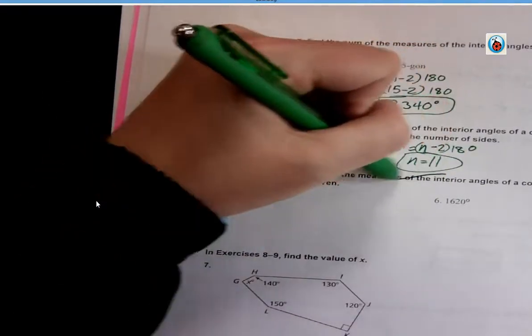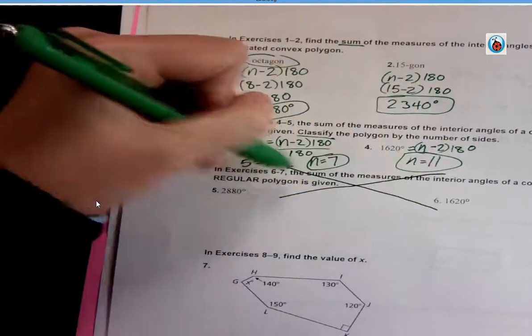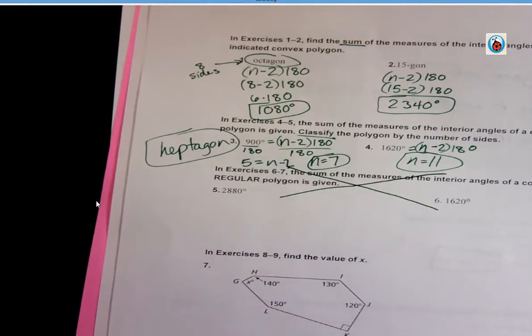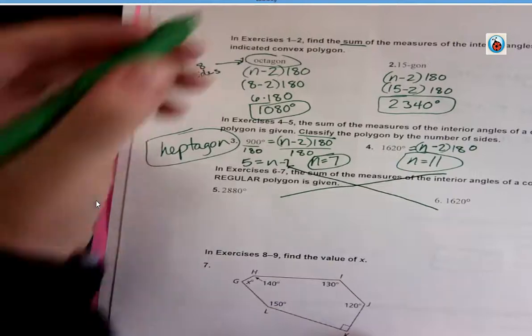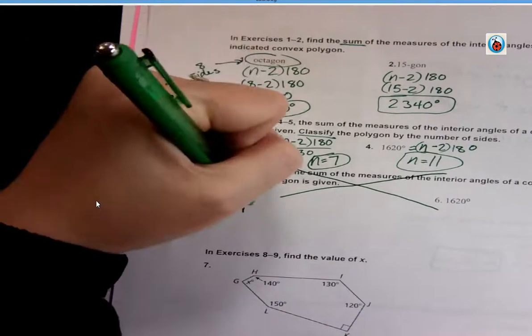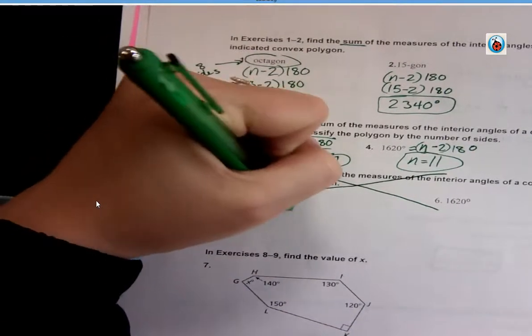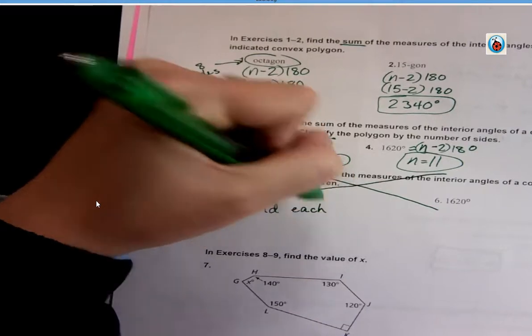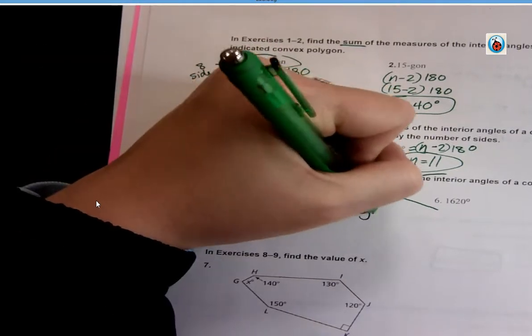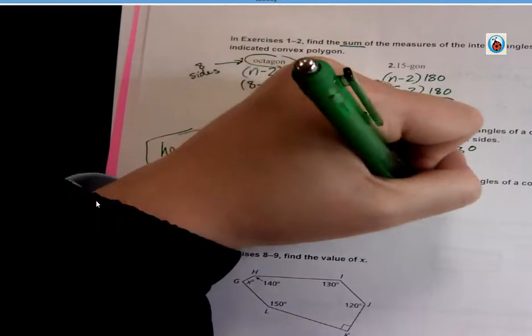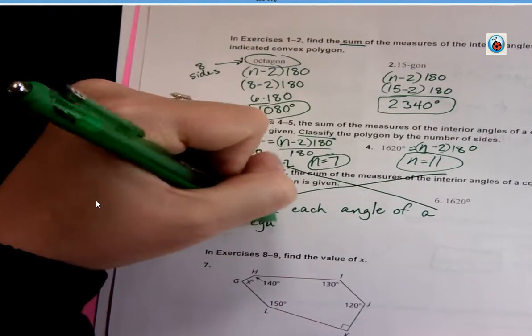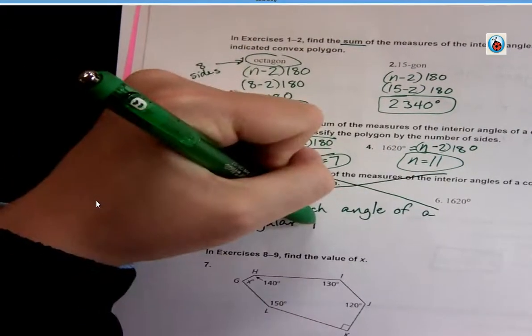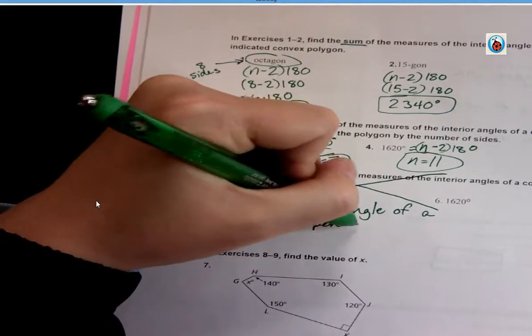Okay, so here I'm actually going to do something a little different. I want you to cross off number 5 and 6. Instead of doing 5 and 6, I want you to answer this question. Find each angle of a regular pentagon.